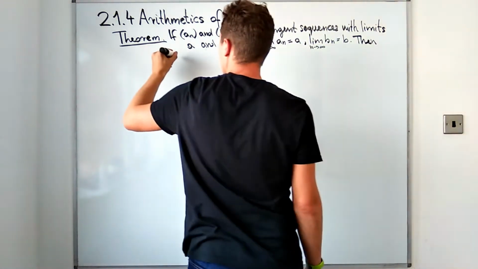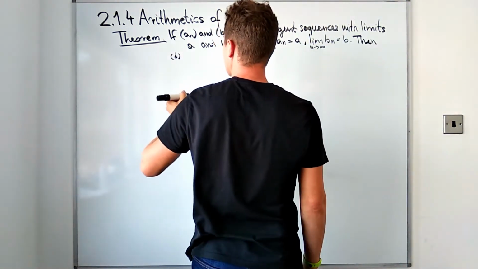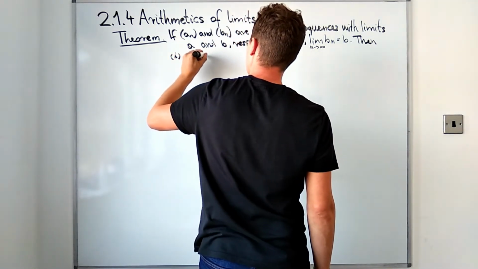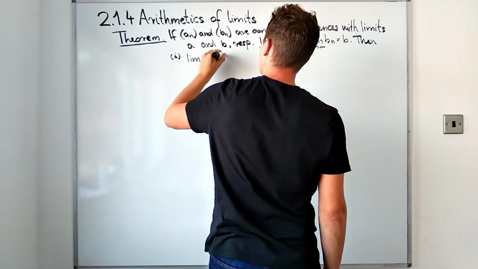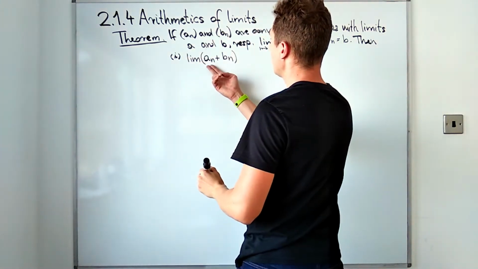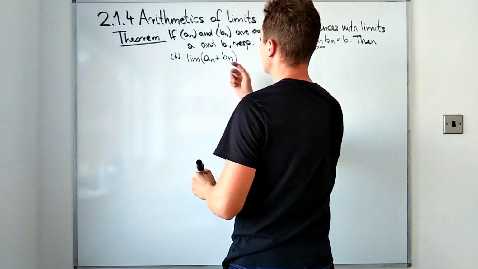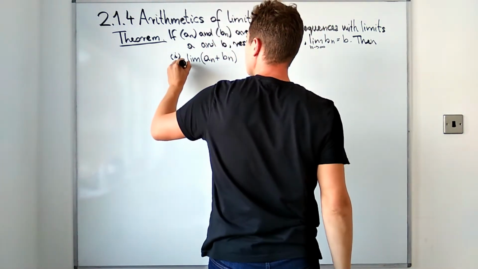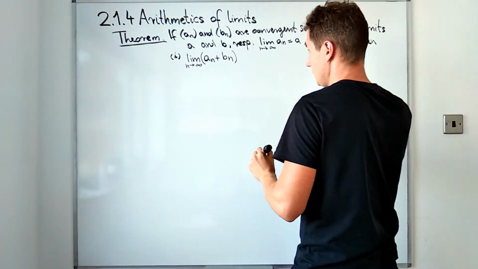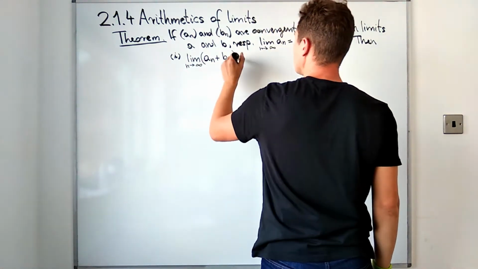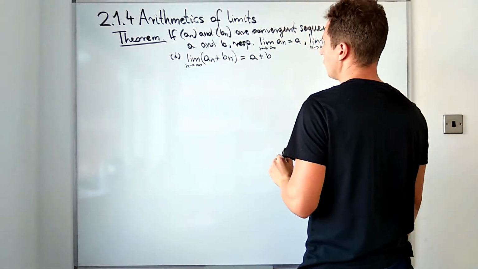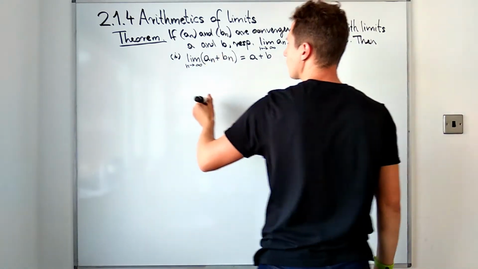the following statements are true. First, the limit of the sequence that is obtained by adding the nth term of each of these sequences. So adding these two sequences forms a new sequence, and that has the limit that is the sum of the limits of the sequences that we started with.